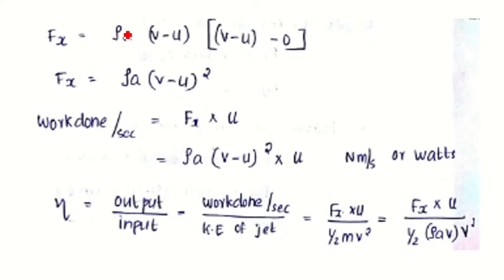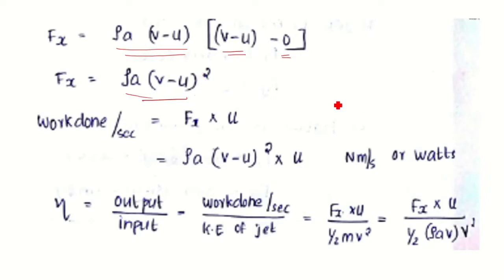So, mass per second will be, as I discussed earlier, rho a into (v minus u). The initial velocity with which the jet strikes the plate is v minus u, and there will be no final velocity in the x direction. In the x direction, after striking the plate, there will be no velocity since the jet is moving in the vertical direction only. So the final equation, multiplying rho a (v minus u) into (v minus u), gives rho a (v minus u) whole square.